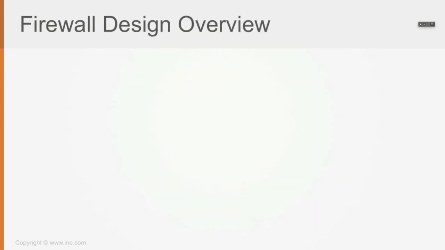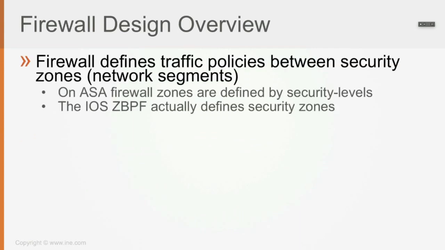Now let's speak about what a firewall does exactly. Firewall design overview: a firewall defines traffic policies between its security zones. A security zone is a vague concept, something you define in general. We'll speak about it in a couple of ways as we go into more detail. For example, on the ASA firewall, the security zones are the security levels, while on the IOS zone-based firewall you have to define your own security zones. There are no security zones built in from the transit point of view, and of course neither on that firewall do we have security levels defined.